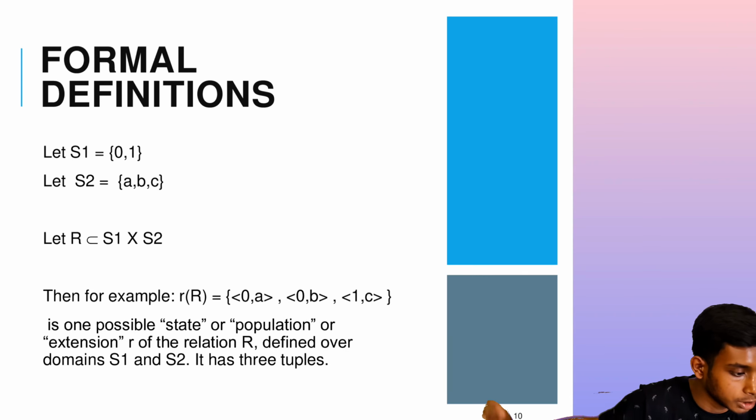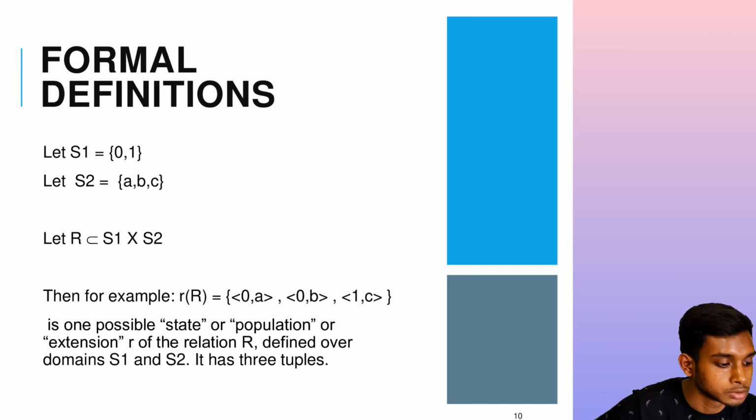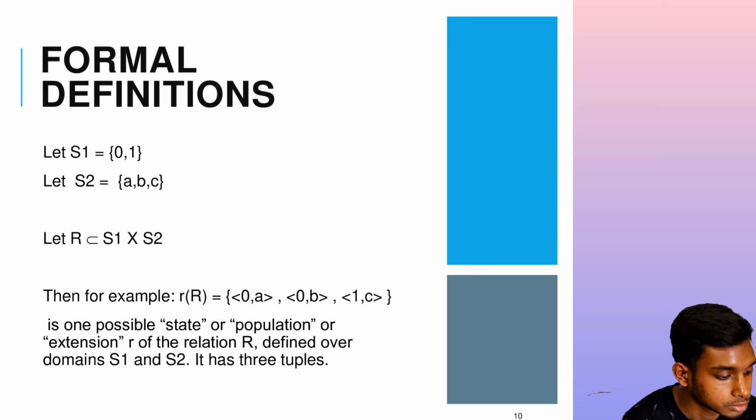Formal definition. Let S1 be equal to {0, 1} and S2 equal to {A, B, C}. Let R be a subset of S1 cross S2. Then, for example, relation R is one possible state or population of the entity.